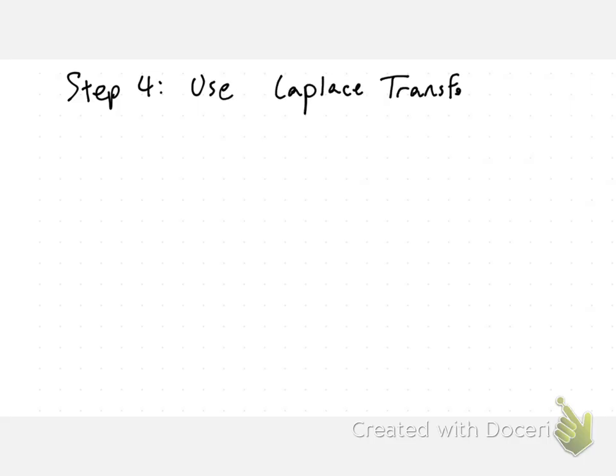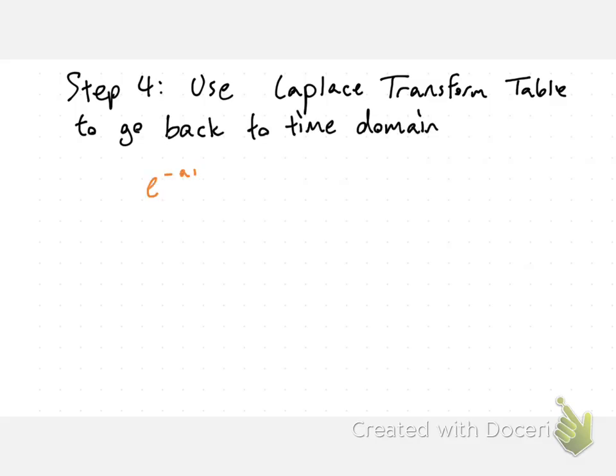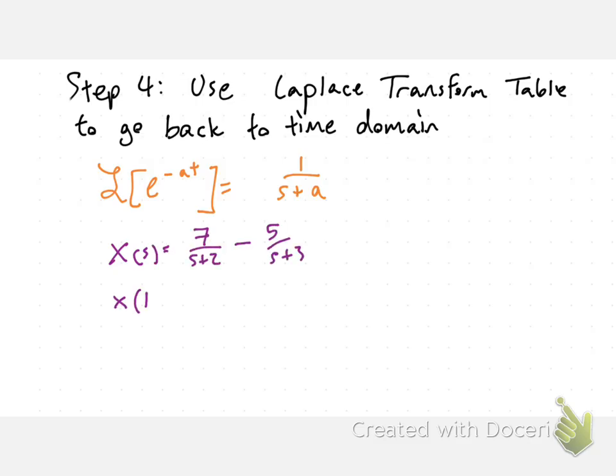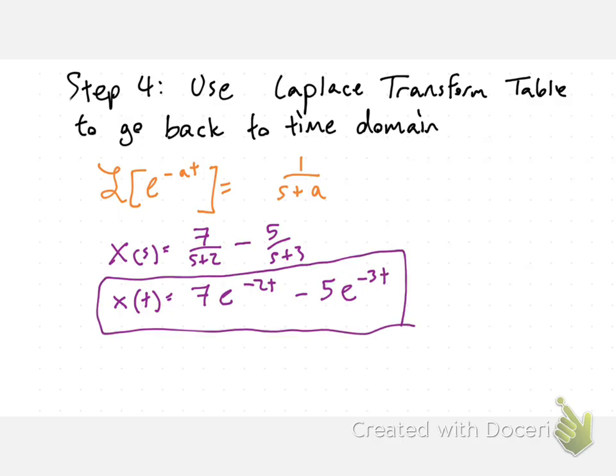We're going to use the Laplace transform table to go back to the time domain. I didn't have the Laplace transform table handy, and my iPad did not want to connect to the internet when I was making this, so we're just going to write that from memory. The Laplace transform of e to the negative at is equal to 1 over s plus a. You don't have to have that memorized. You're always going to have a Laplace transform table on the screen or on a paper.